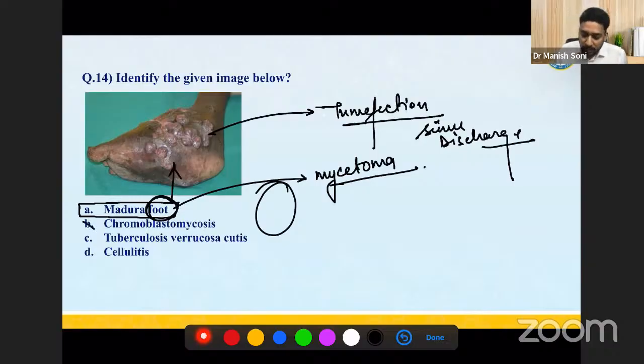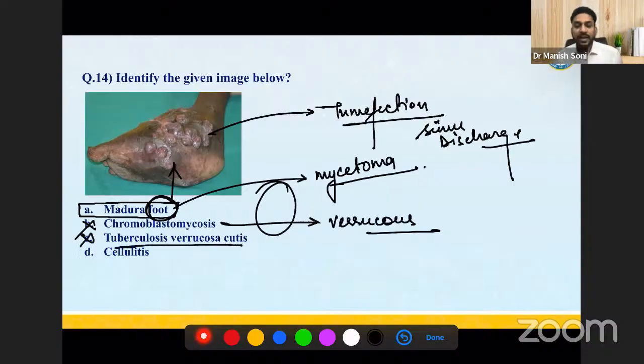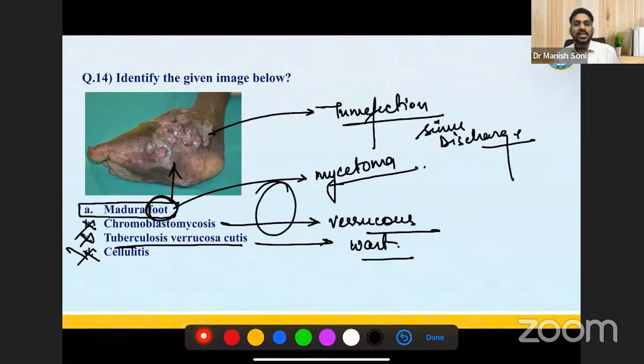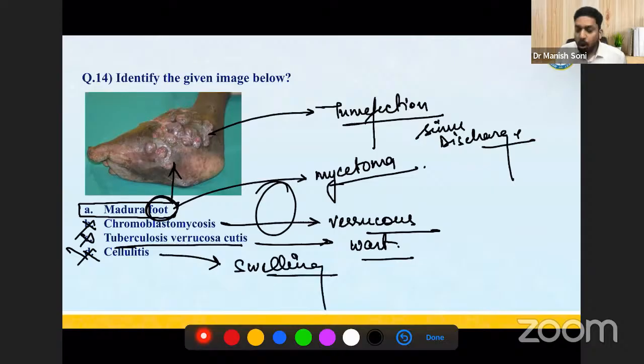Why is it not chromoblastomycosis? Because chromoblastomycosis generally presents with verrucous, that is rough growths, but this is not rough. These are multiple swellings. Similarly, it is not tuberculosis. Why? Tuberculosis verrucosa cutis generally presents with verrucous or wart-like growth, which is missing here. And this is not cellulitis. Why? Because cellulitis generally presents with a lot of swelling, inflammation, warm skin, which is missing here. So this is a case of Madura foot, that is mycetoma, which can be eumycetoma or actinomycetoma, depending on the causative agent, whether it is fungus or bacterial.